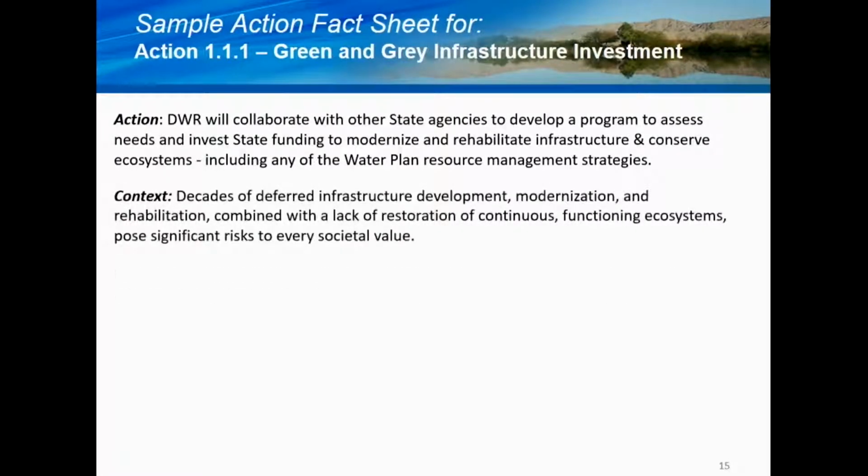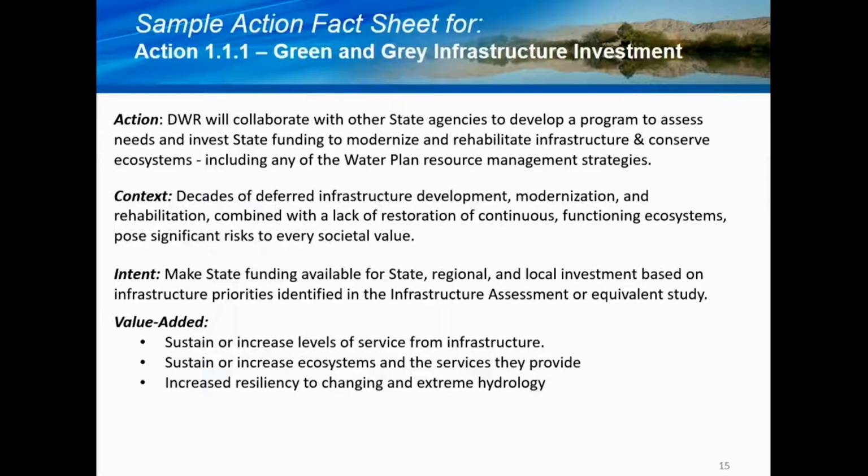So here's some examples of the different actions that we have out here, and this is kind of how we've defined them: what the action is, the context, what our intent is there. One of the things that we're really focused on in the water plan is what our intended outcomes are of anything that we're trying to do. What's our endpoint that we're trying to reach? We're trying to really define everything in those terms. And then, of course, the value added and who should be actually involved in this.